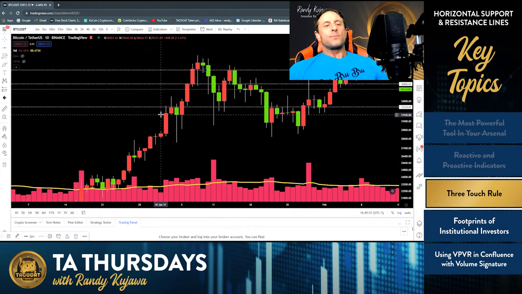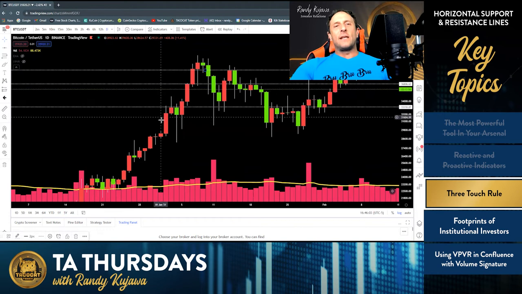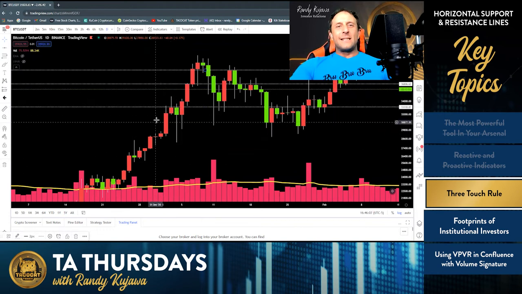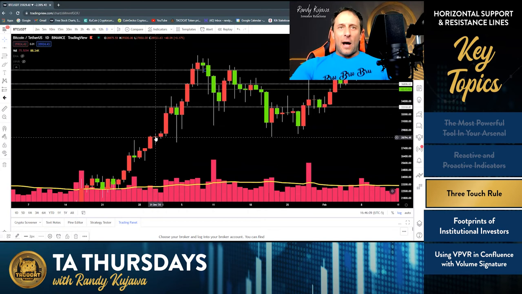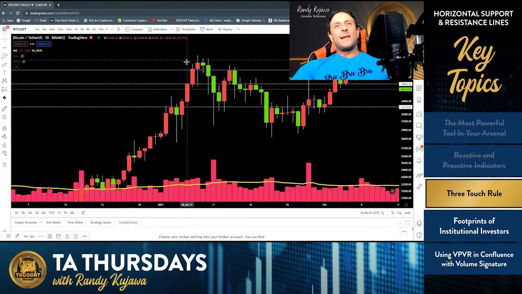Now, with horizontal support and resistance lines, if you see here, we touched it and it came back. We touched it, we broke through, and now we came back. So every time we hit a line, this is what we call a resistance. This means the buyers are coming up and people are selling off. This is where your institutional investors, at all of these points, leave their footprint.